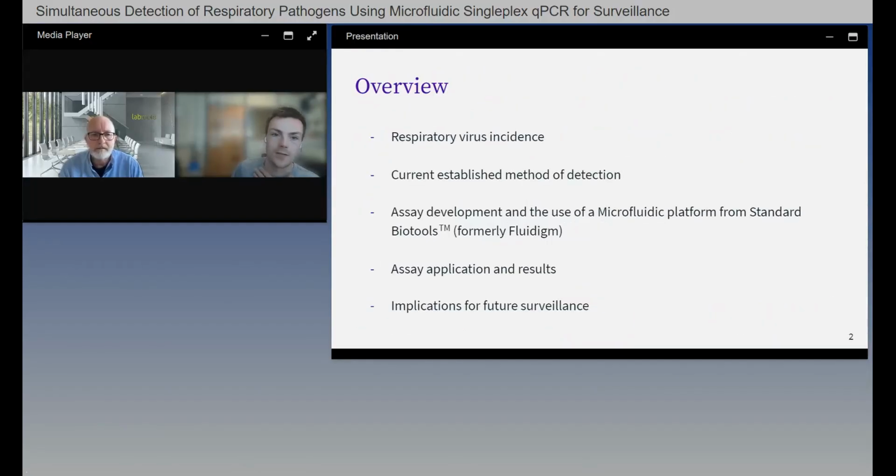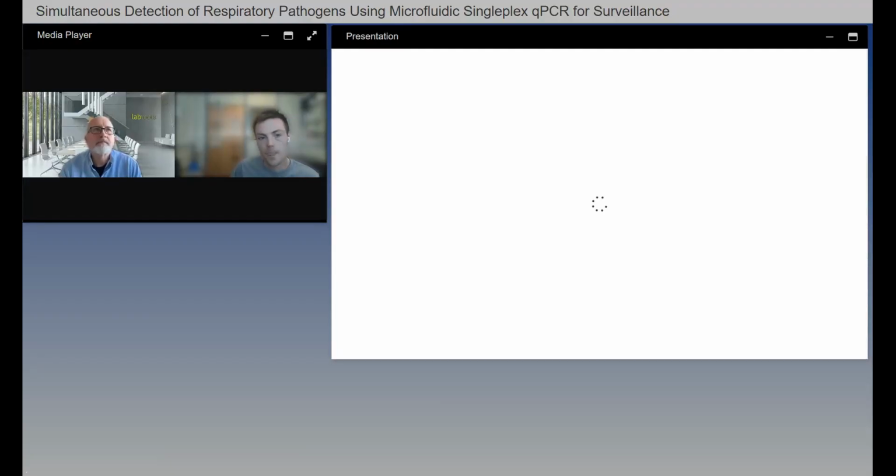And so the overview of my presentation: respiratory virus incidence, how important is this? Current and established methods of detection, assay development and how we transferred the assay to use microfluidics and Fluidigm's platform, the assay application and the results, and the implications of this type of microfluidic assay for future surveillance, specifically, again, respiratory viruses.